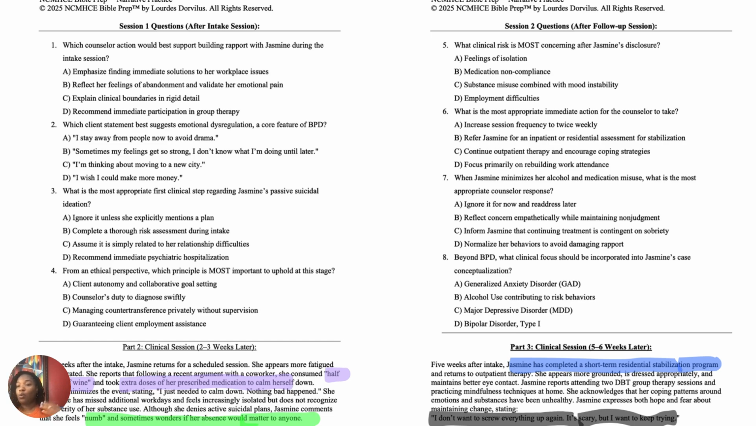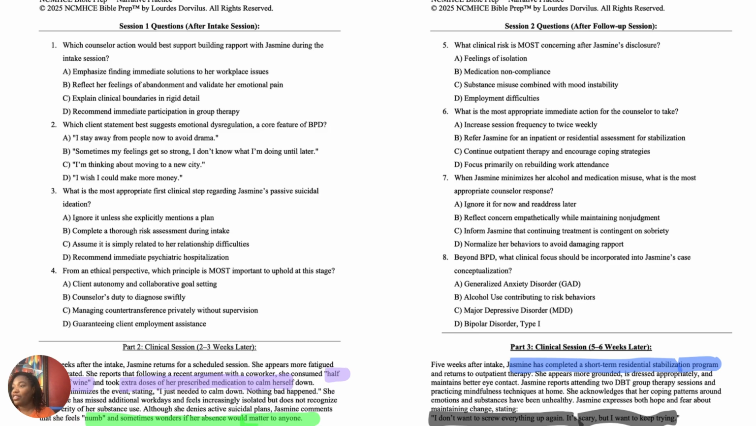That's good. Whether the narrative stated that or not, as therapists, you should be thinking, okay, how can this client benefit according to their specific diagnosis? And those interventions, mindfulness techniques, DBT therapy, group therapy, are interventions that align well with BPD. Now, for her coping skills, which I highlighted in purple, let's examine them. She says she consumes half a bottle of wine and took an extra dose of her prescribed medication.